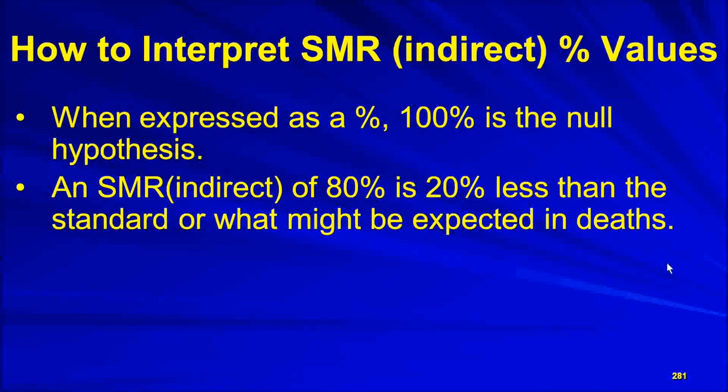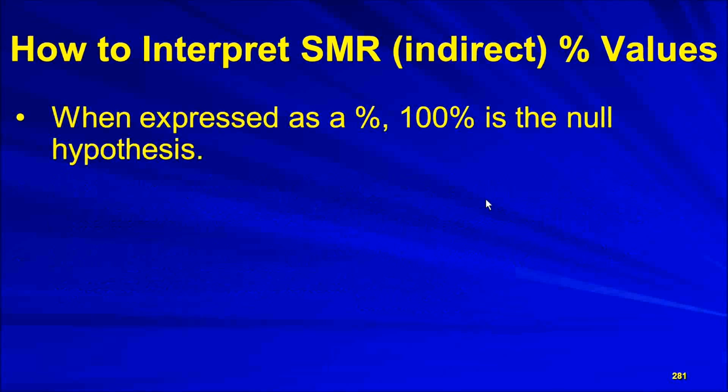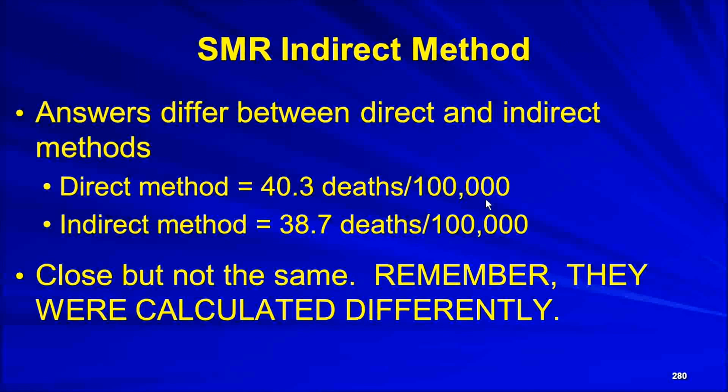Now, the next one, if you got an answer that was 110, then it is 10% above the standard or expected deaths in the subpopulation. Okay, so in the one case, we have a lot fewer people dying, and in the other case, we have a lot more people dying. And in this case, the 20% would be expected because our crude death rate, what was it? I think it was 38.7. Let me just make certain I'm not, yeah, 38.7 deaths.